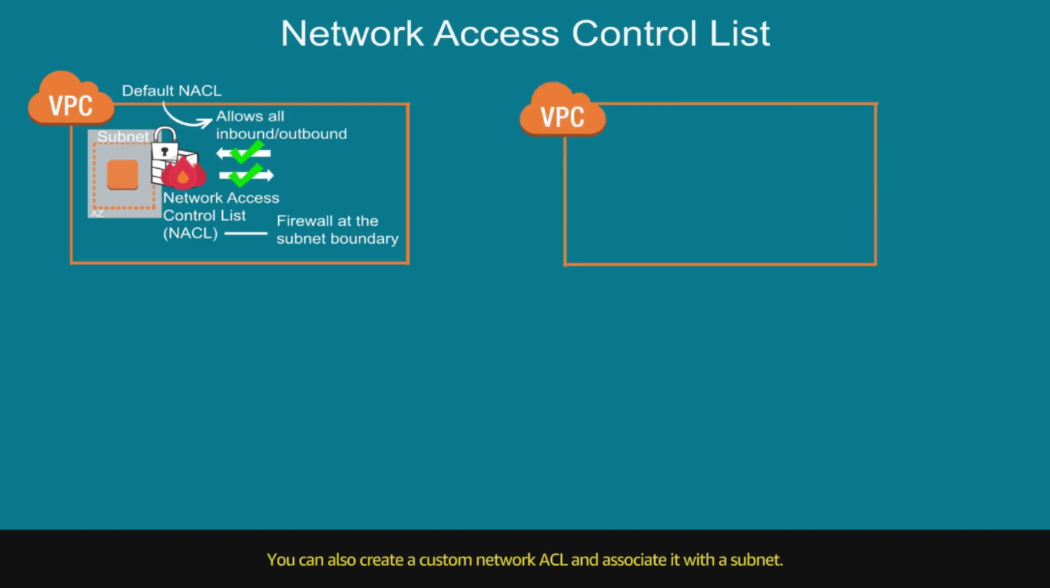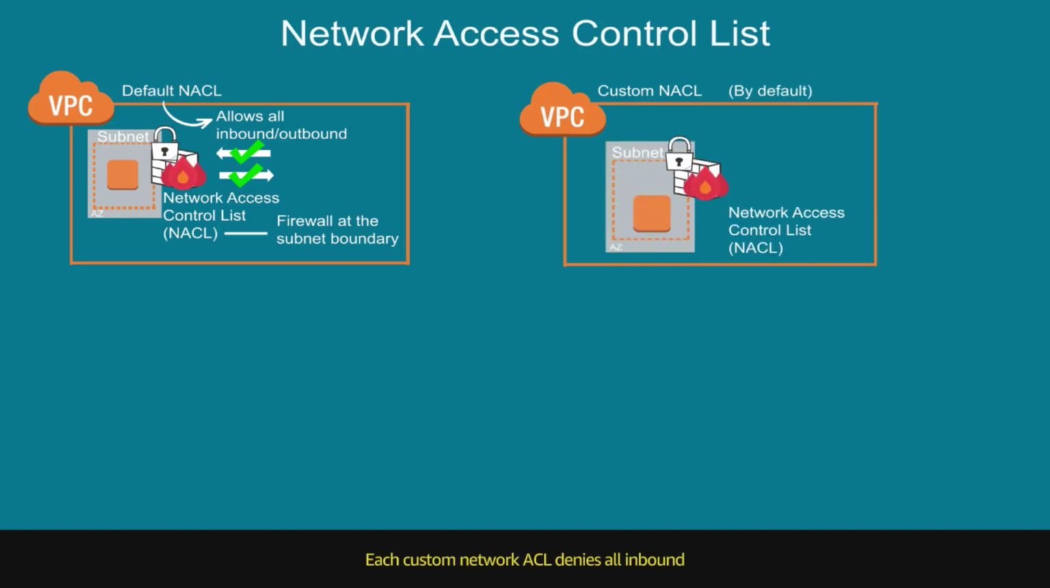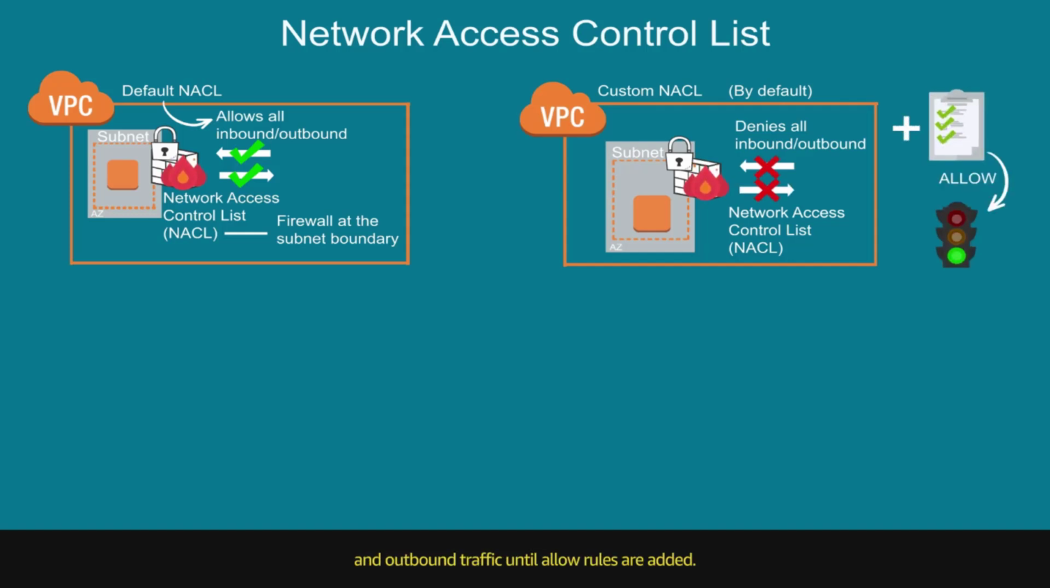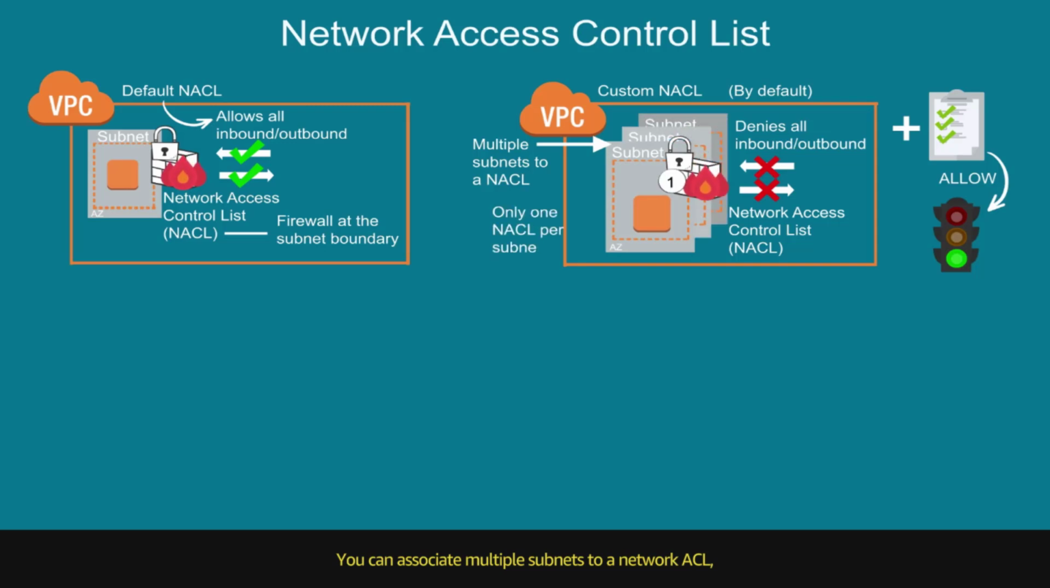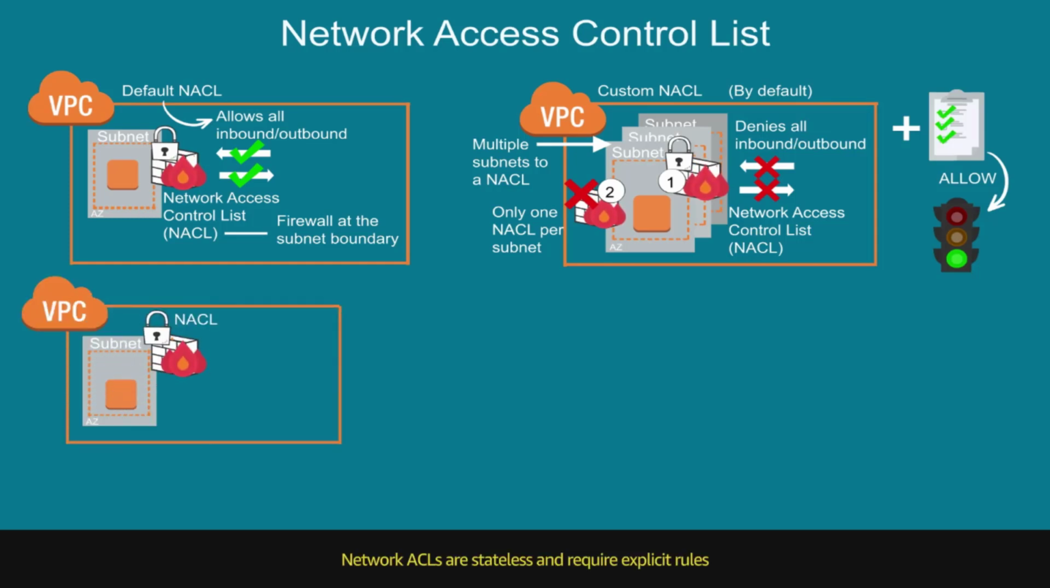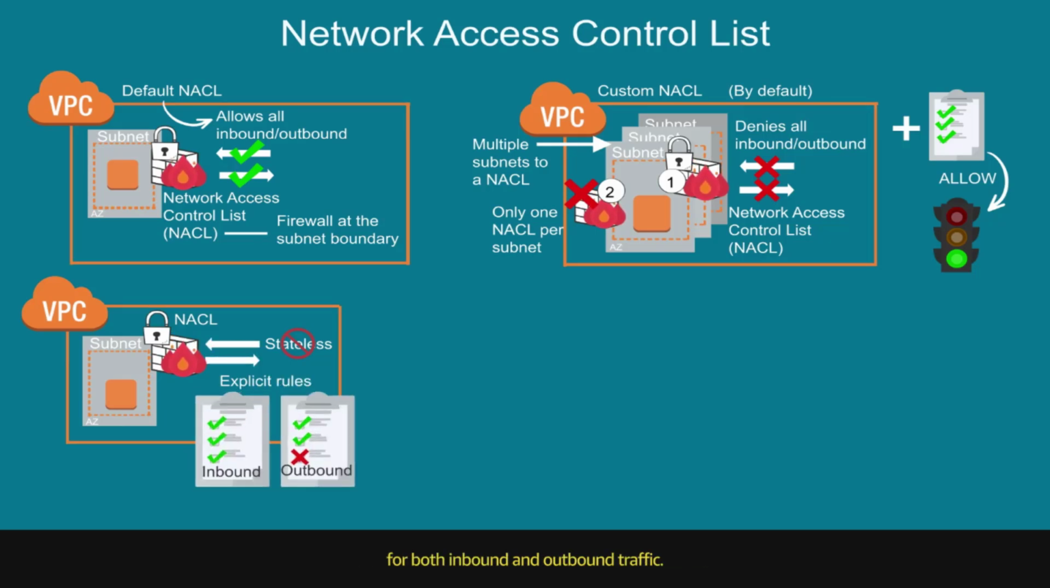You can also create a custom network ACL and associate it with a subnet. Each custom network ACL denies all inbound and outbound traffic until allow rules are added. You can associate multiple subnets to a network ACL, but only one network ACL can be associated with a subnet at a time. Network ACLs are stateless and require explicit rules for both inbound and outbound traffic.